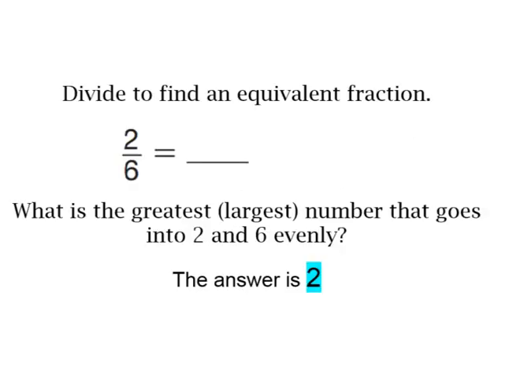Okay, we're going to divide again to find an equivalent fraction of 2/6. And again, we're going to think to ourselves, what's the greatest or the largest number that goes into 2 and 6 evenly? And if you said 2, you're absolutely correct, okay? 2 is the greatest number that goes into both 2 and 6 evenly. So let's look and see what our answer is.